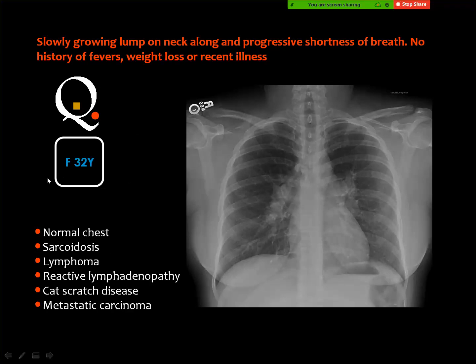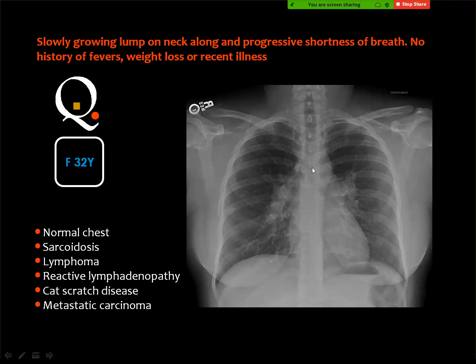And this is a female patient, 32 years old, with a chest X-ray. She had a slowly progressive lump on the neck with shortness of breath, no fever, no weight loss, or recent illness. This is a normal chest X-ray. Sarcoid, lymphoma, reactive lymphadenopathy, cat scratch disease, metastatic? Sarcoid. Yes, this is the classic history, classic patient, and the classic chest X-ray for sarcoid.